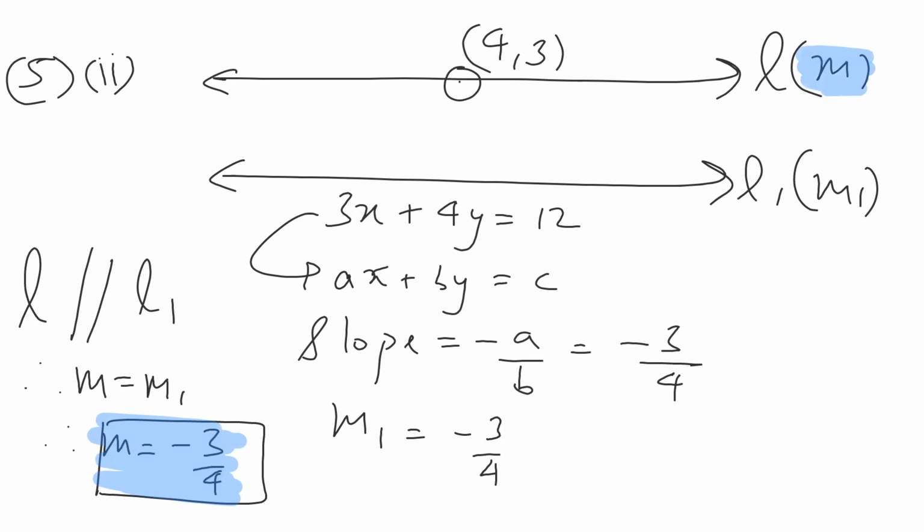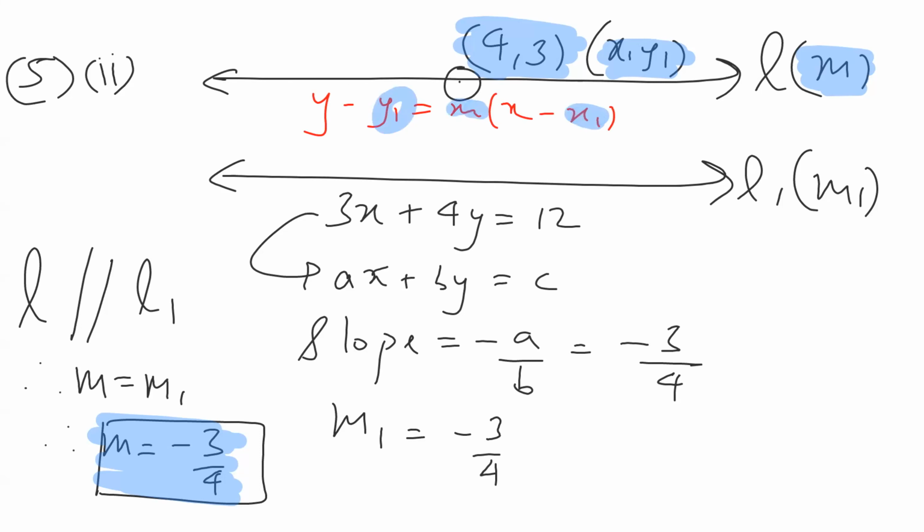Right. So we got m, which is the slope of line L. And we have one point on the line, that is 4 comma 3. So 4 comma 3 will be x1, y1. So line L can be calculated using the same formula, slope point form: y minus y1 is equal to m into x minus x1. You know the values of y1, x1 and m. You can put those values and get the required equation of line L.